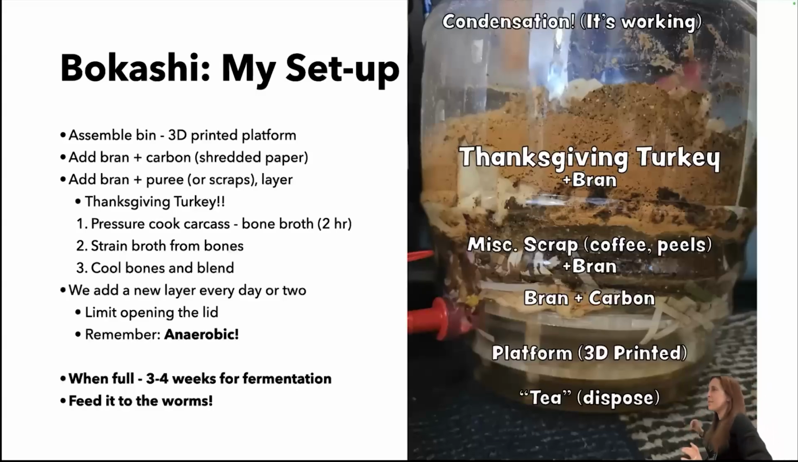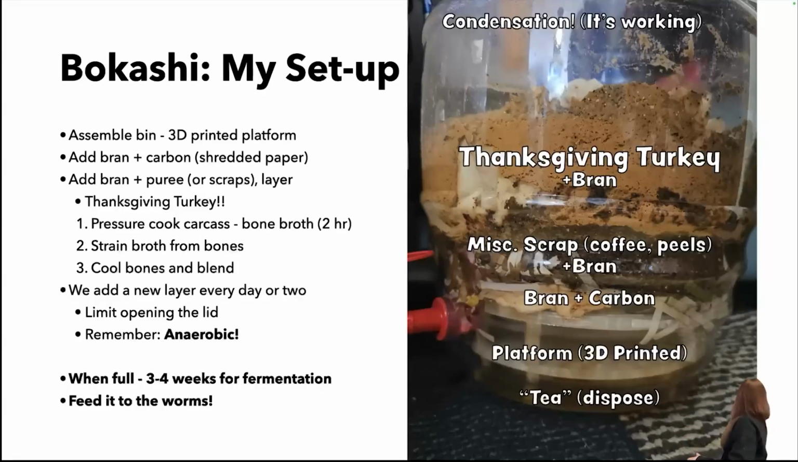And so this picture was taken way back by Thanksgiving, and this was something that was super exciting. So we had like coffee and peel and bran, and so traditional composted goods, right? But then on top of that, I made a bone broth from our turkey, and so I pressure cooked the bone broth, and took the bones and ground them down.